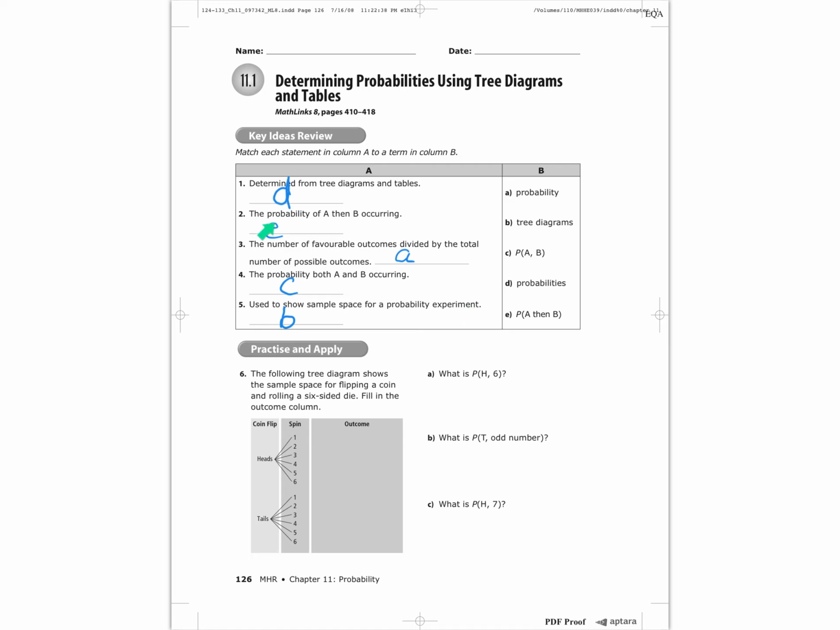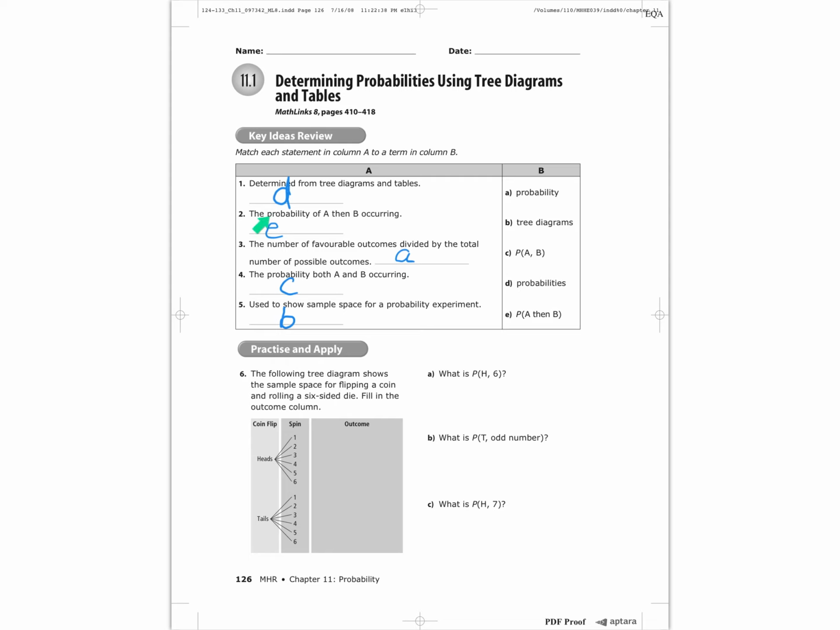Okay, so D, if you want to find the probability of something happening, you can use a tree diagram or a table. Okay, this is a tree diagram down here, but it's just a way of sort of organizing everything that can happen in a given experiment. And I'll go into more of that down here.